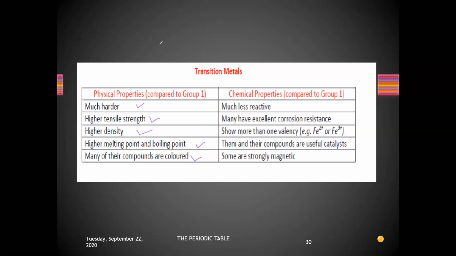Group 1, 2, 3 compounds are white solids. For example, what is the appearance of sodium chloride? It's a white solid. What is the appearance of calcium oxide? It will be a white solid. What is the appearance of aluminum bromide? It's also a white solid. Why? Because all compounds of group 1, 2, and 3 elements are white solids.